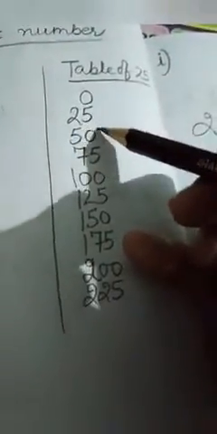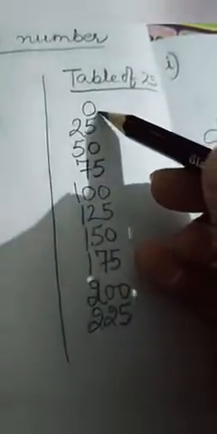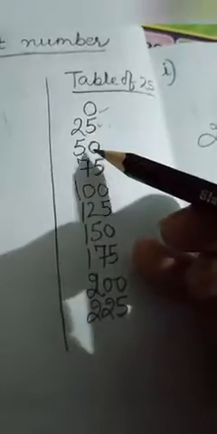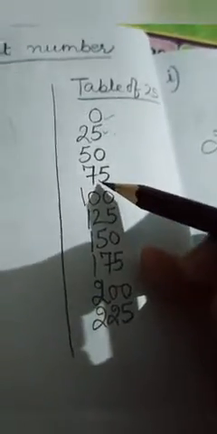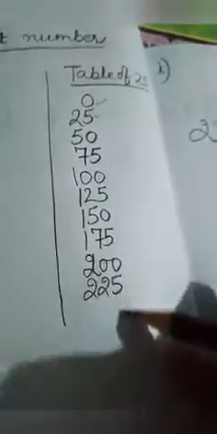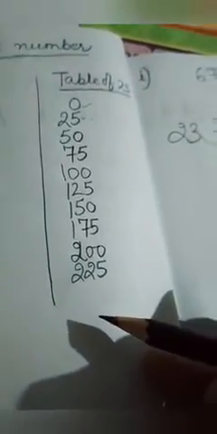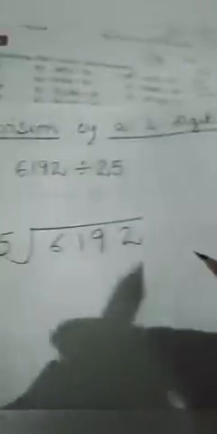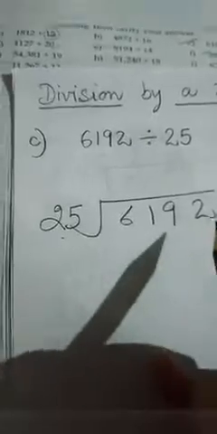First of all, the divisor is 25, so students, on the side of our calculations on the page of the maths notebook, we will write the table of 25. 25 zeros are 0, 25 ones are 25, 25 twos are 50, 25 threes are 75. Like this we will write the table of 25 firstly. Now we will start our division.